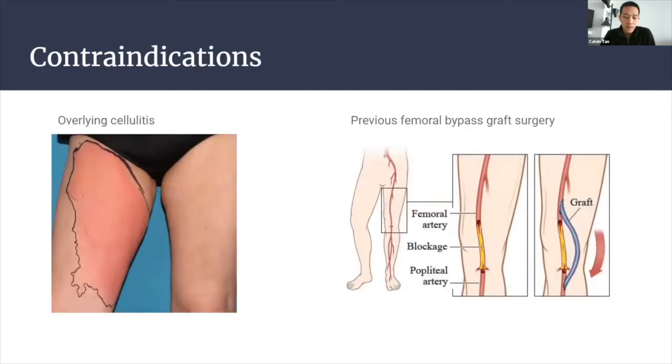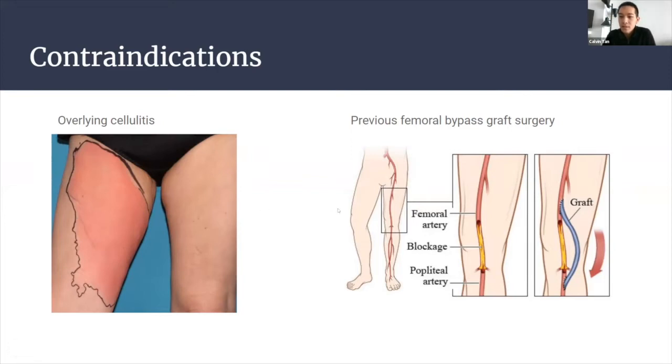And then before we get into the actual block itself, the last thing to think about are a lot of the things that we think about when you're going to be putting a needle into somebody. Overlying cellulitis is obviously the biggest contraindication. You should never stick a needle through something that is infected. Sort of looks like Ukraine, but maybe that's just current events.